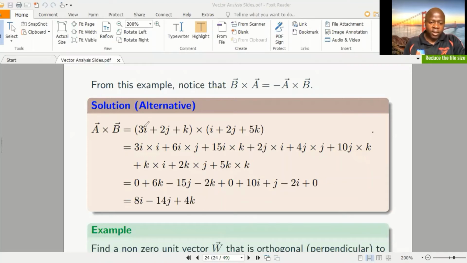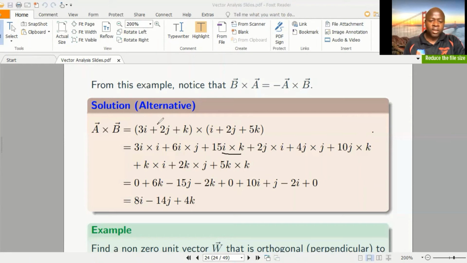So if I take 3i cross i, I'd have 3i cross i, then plus 3i cross 2j, that gives me 3 times 2 will be 6, then i cross j, 6i cross j. Then 3i cross 5k would have 3 times 5, which is 15, i cross k. That's what we see here.